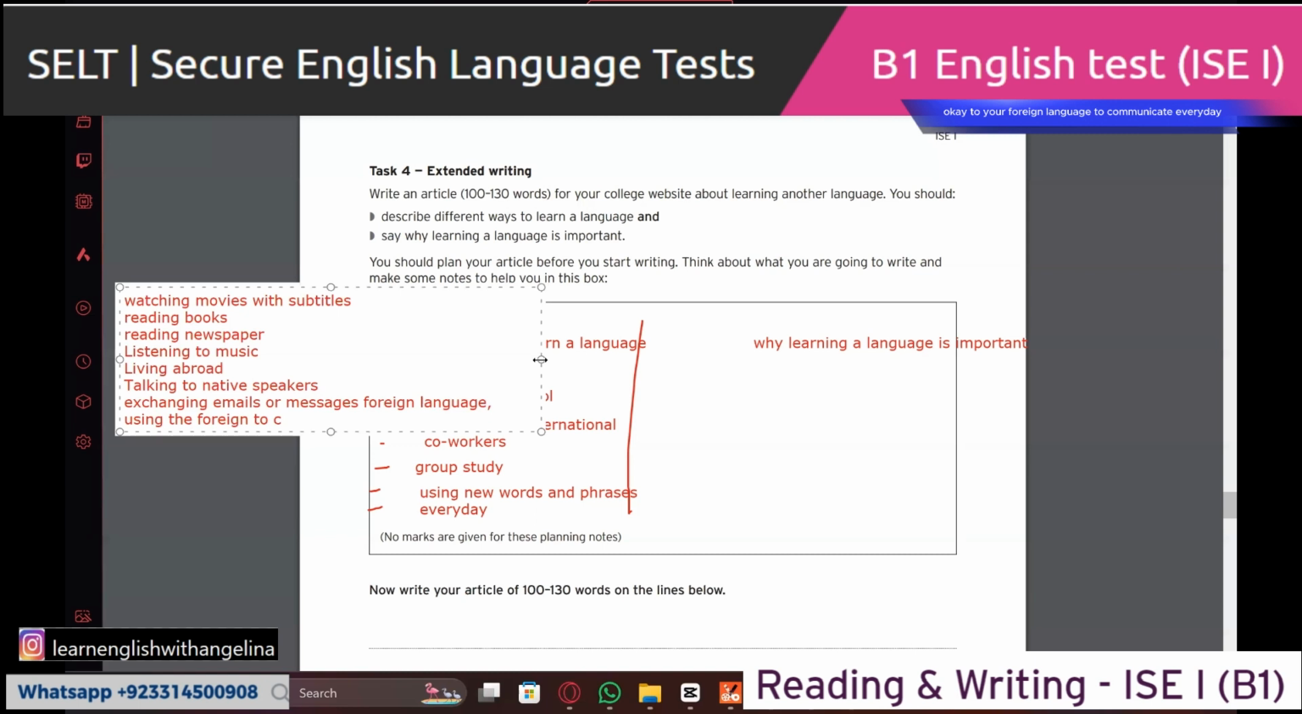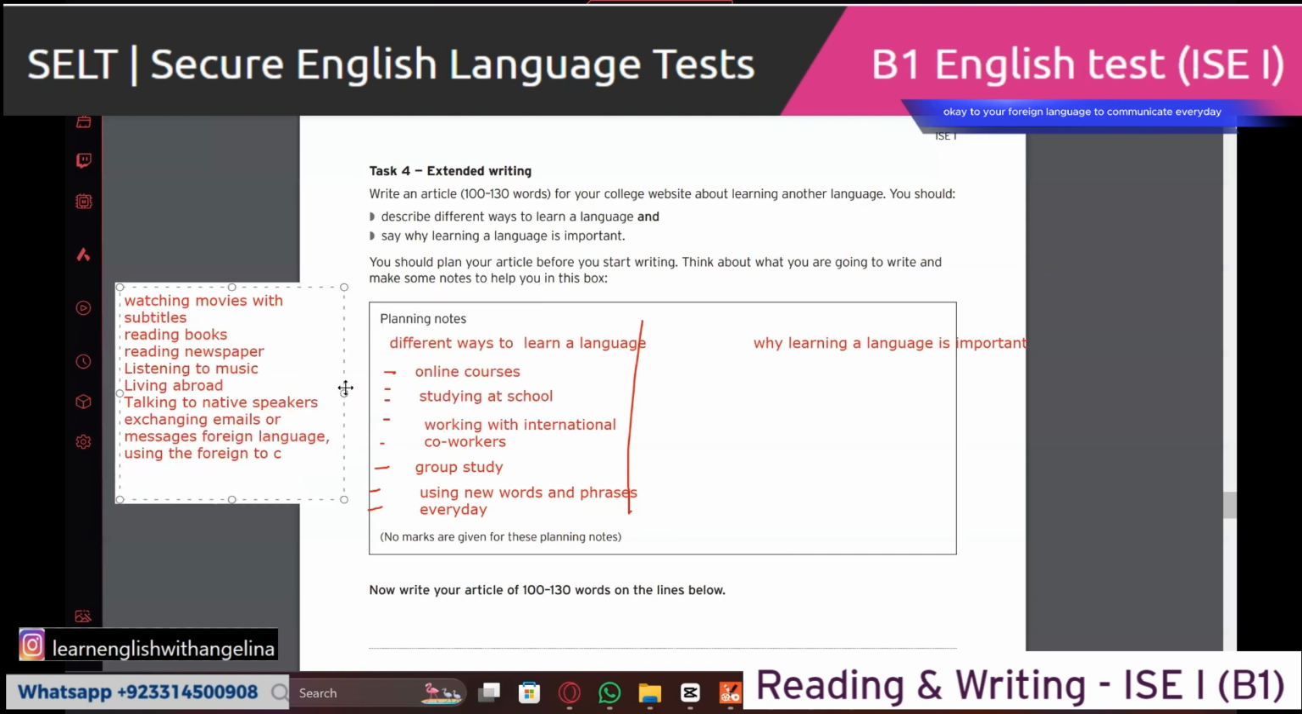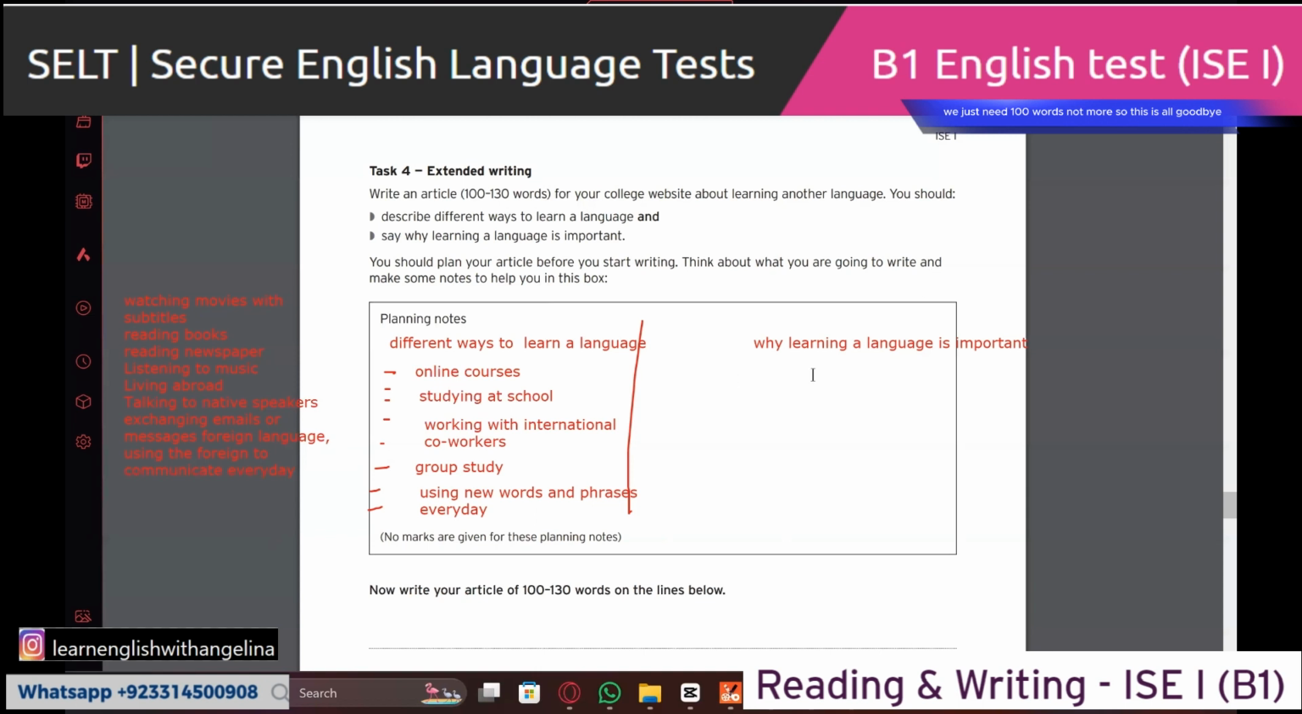Using the foreign language to communicate every day. Okay, so that's enough, right? We just need 100 words, not more. So this is all: why learning a language is important. Now that's the point. I'll start. You will add one more point.